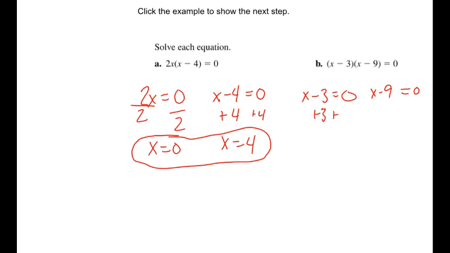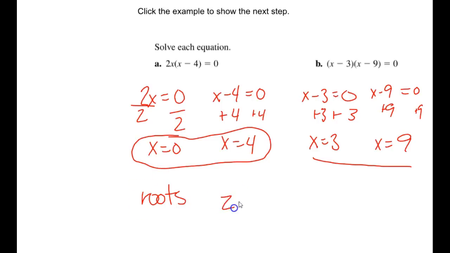So first I add 3 to both sides. So I end up with x equals 3. And then I add 9 to both sides for the second part. So I end up with x equals 9. So my solutions, and I'm going to end up with multiple solutions to the second one, are x equals 3 and x equals 9. So oftentimes you will also see that these solutions are also called roots.